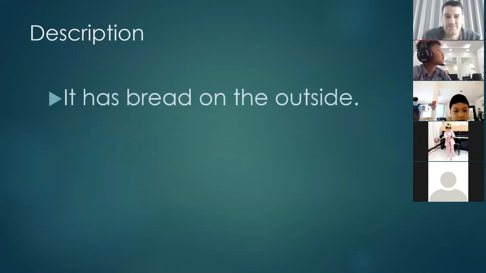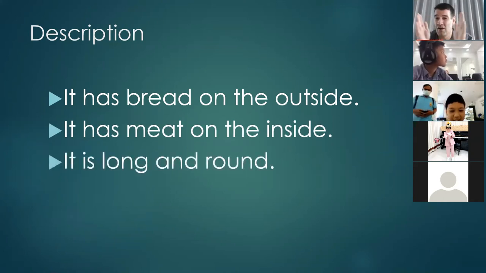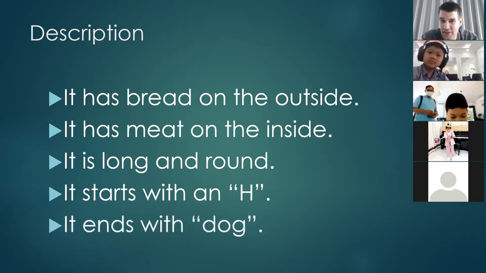Okay, so next one. It has bread on the outside. So on the outside is bread. And it has meat on the inside. It is long and round. It starts with an H. And it ends with dog. You know what starts with an H and ends with dog?